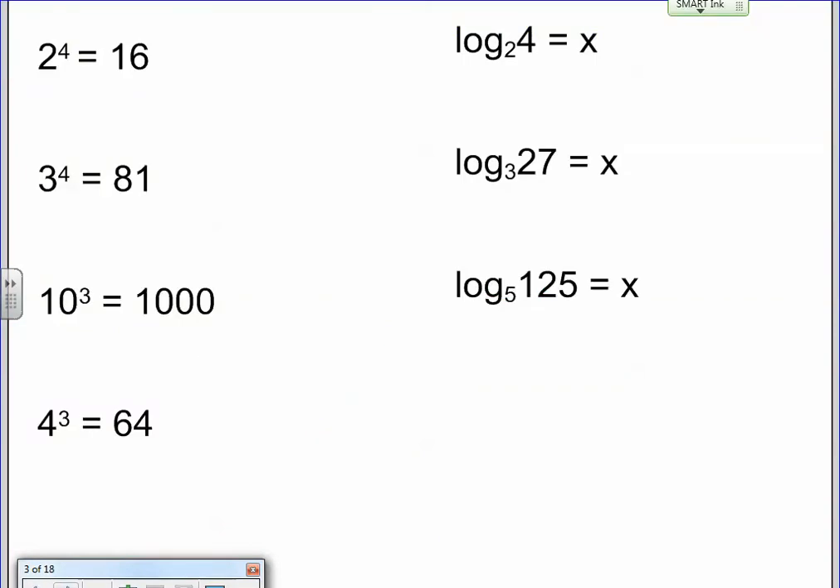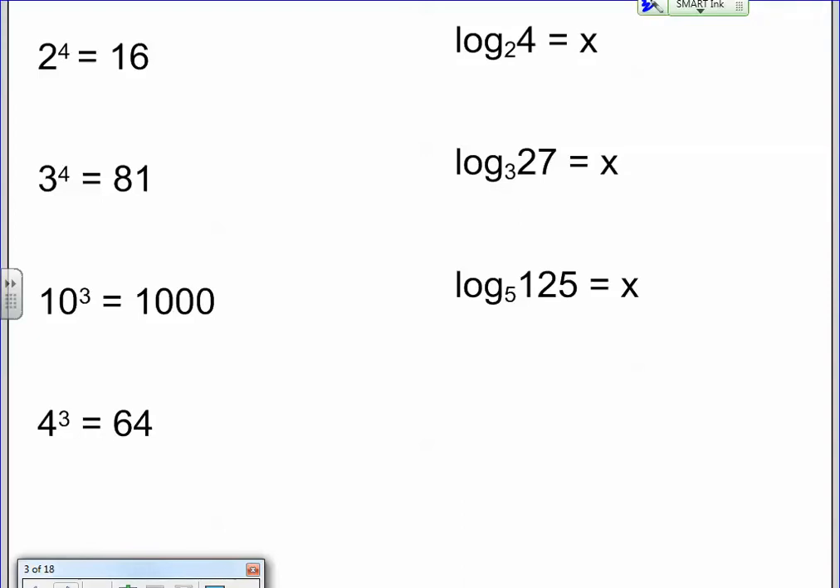Okay, some practice problems here to go back and forth between exponential and log form. So I want you to just pause the video for a moment, write the 4 problems on the left, and the 3 logs on the right. Write the exponentials in log form, write the logs in exponential form. Okay, pause the video.